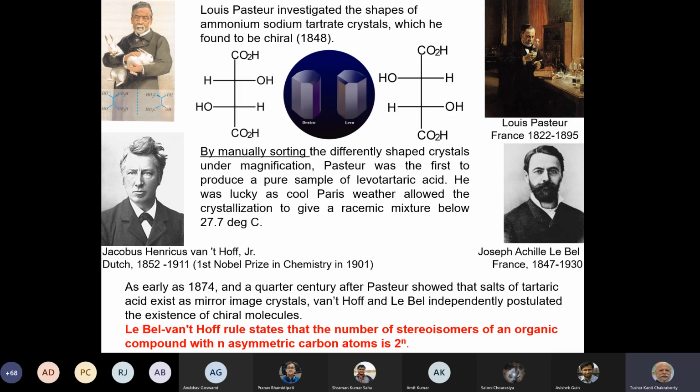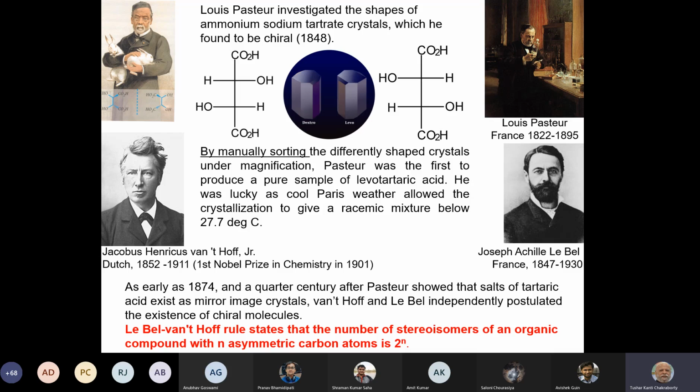And to tell you, even that carbon has 4 valency, that it is attached to 4 different substituents, was not known at that time, because that carbon has a 4 valency was first published by Kekulé. Kekulé, you have heard, who gave the structure of the very famous molecule called benzene. So it was possibly in 1856 that Kekulé first postulated that carbon has 4 valency. So much before that, the concept of chirality was introduced by Louis Pasteur.